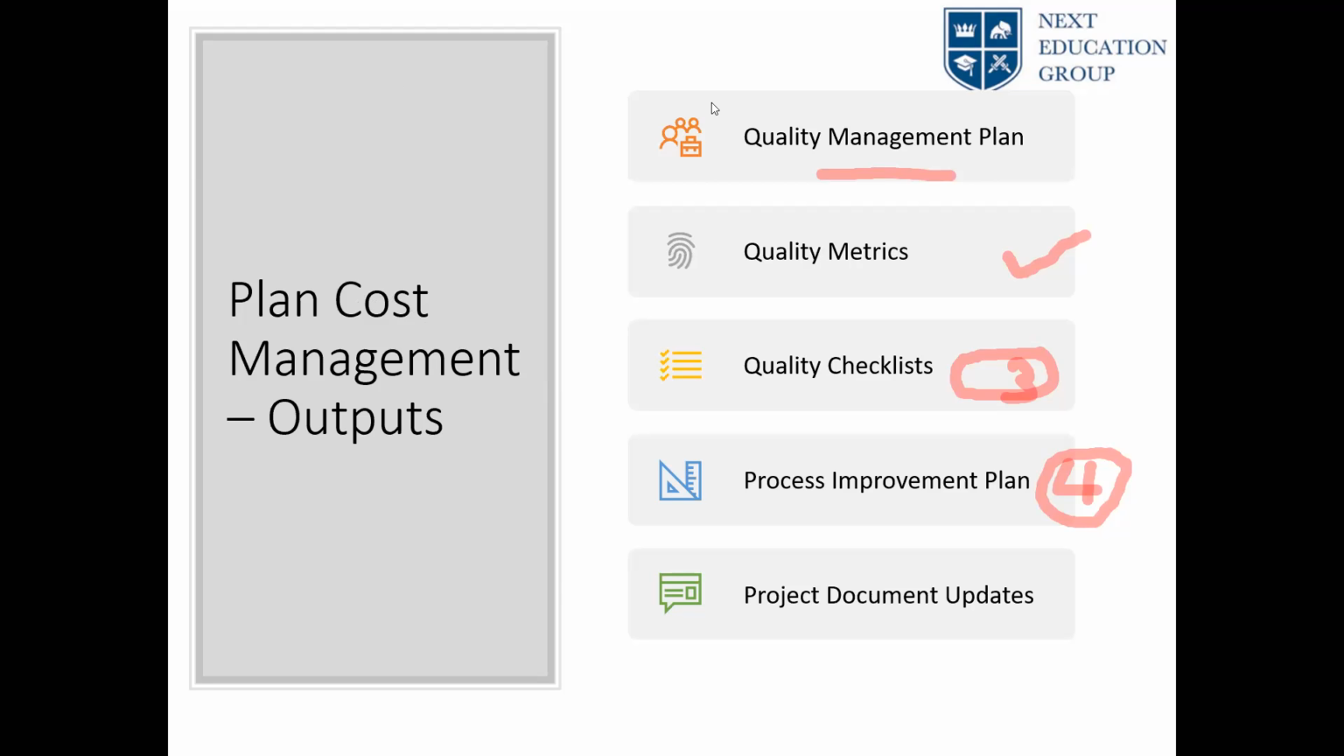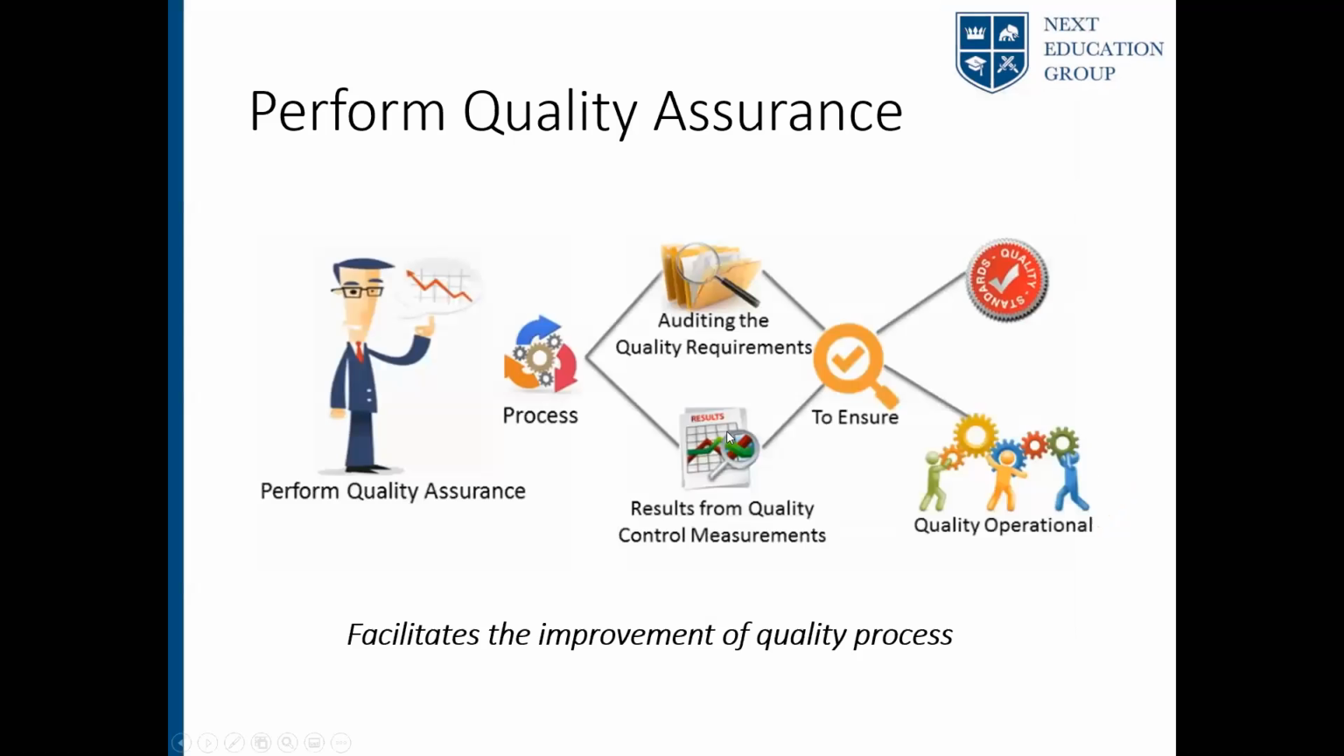So once you do your planning, you go to your second step. What is the second step? Quality assurance, performing quality assurance. So performing quality assurance, it is the process that facilitates improvement of quality processes, right? Building in quality for the product or the project.